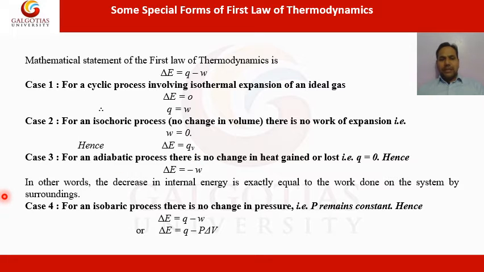Another case is an adiabatic process. There is no heat gain or loss, that is Q is equal to 0. Hence the equation changes to delta E is equal to minus W. Another case is an isobaric process, where there is no change in pressure, meaning pressure remains constant. So the equation changes to delta E is equal to Q minus P delta V. So now move to the next slide.